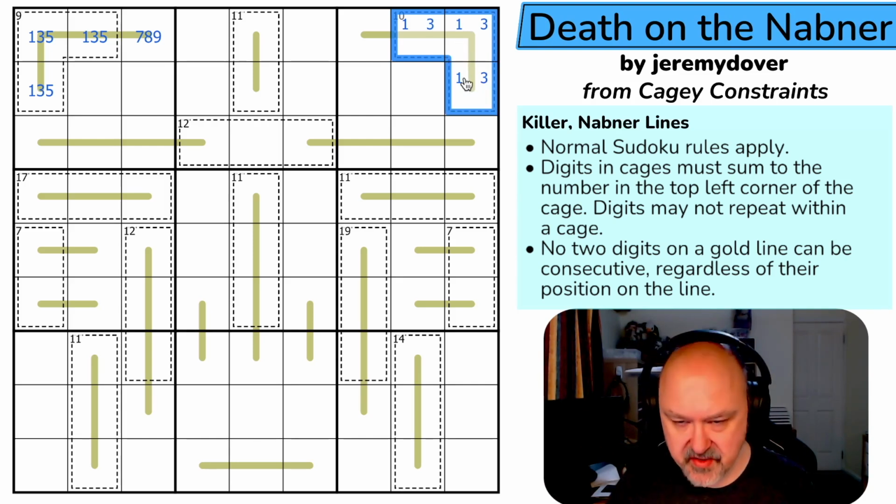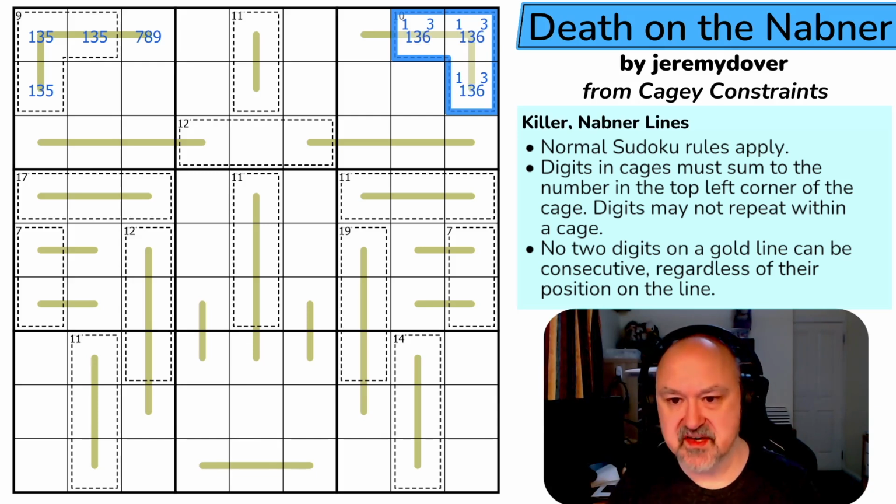And with 1 and 3 in this cage, that's 4. So this is 1, 3, 6 is basically what I'm learning here. Yeah, this has to be 1, 3, 6, because if I don't use... It's either 1, 3, 6 or 1, 4, 6 to avoid... Yeah, this is 1, 3, 6.